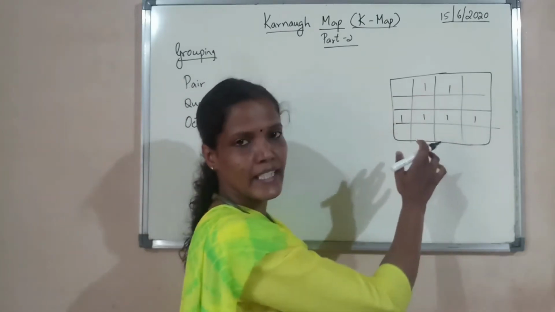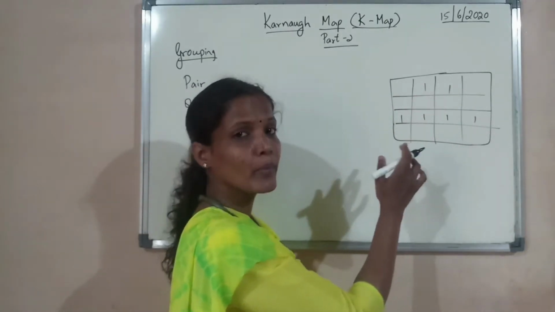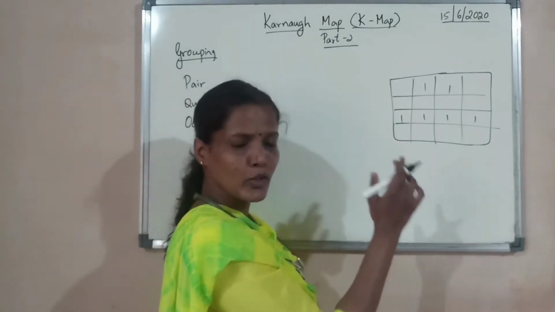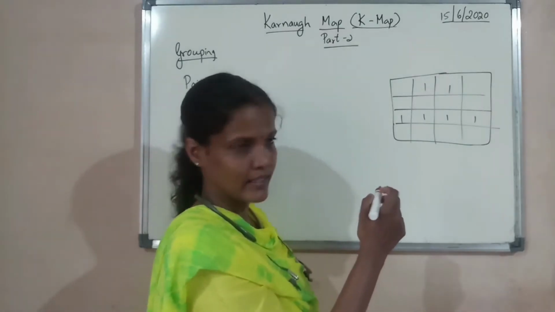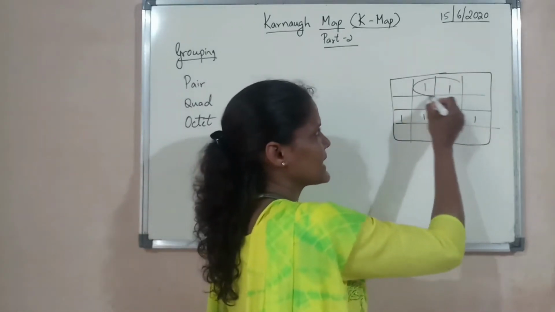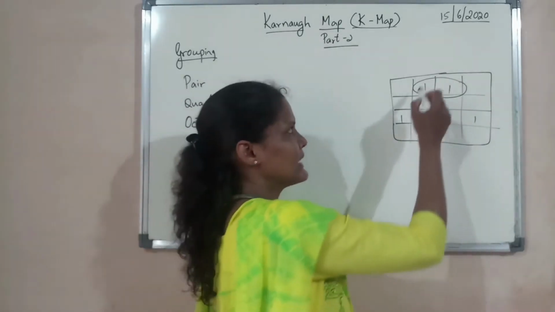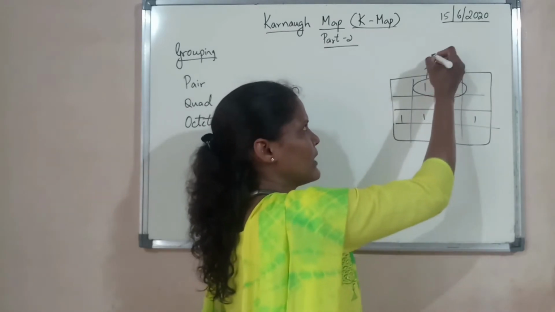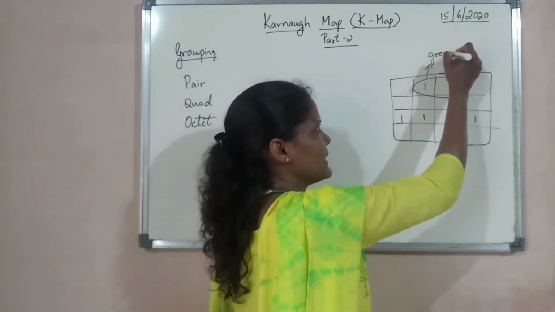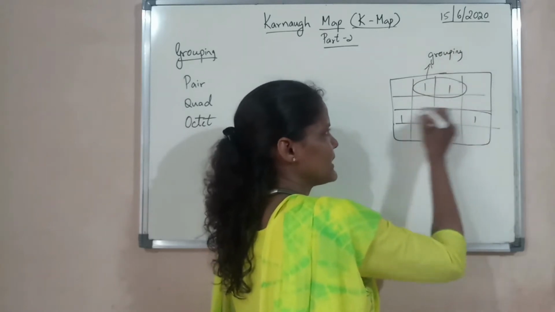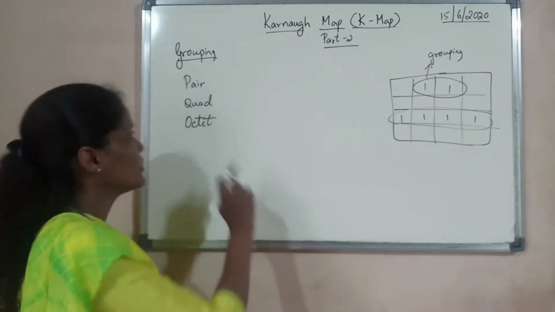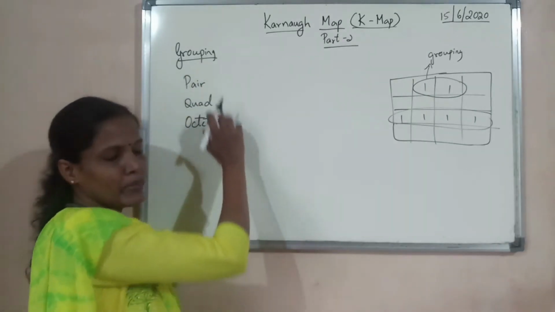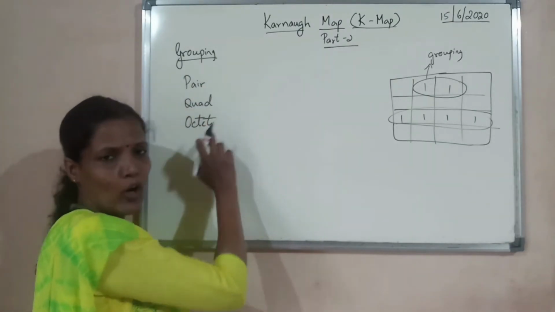Adjacent cells containing ones can be grouped in a proper manner, and the grouping can be easily identified by encircling the adjacent cells. So for example, I can encircle this adjacent cell. This itself is called grouping. Even this can be grouped. Okay, so in grouping, as I told you, I have these three different types: pair, quad and octet.